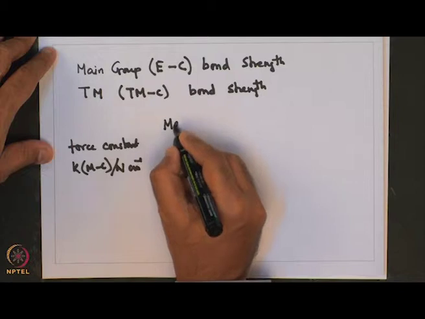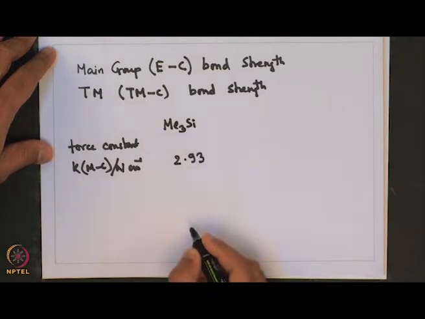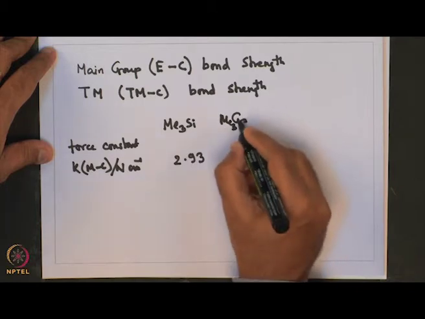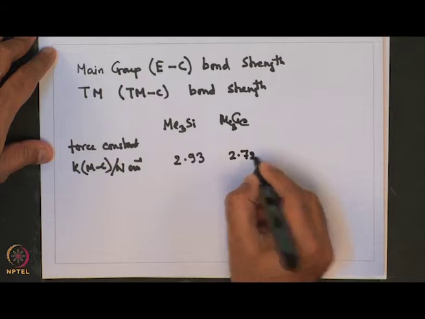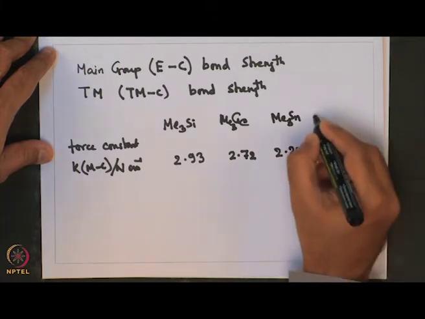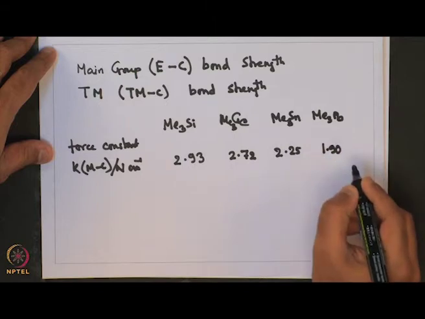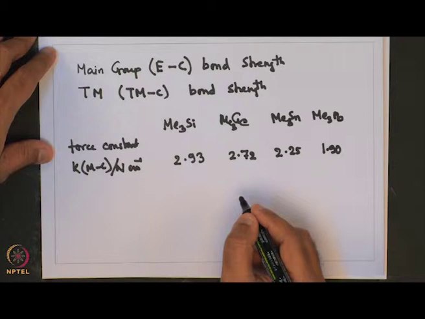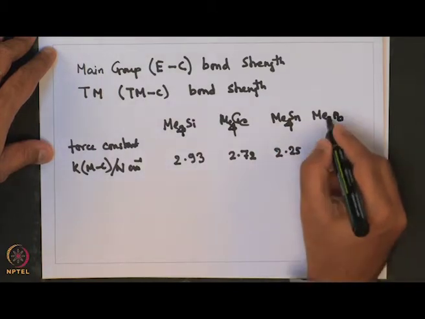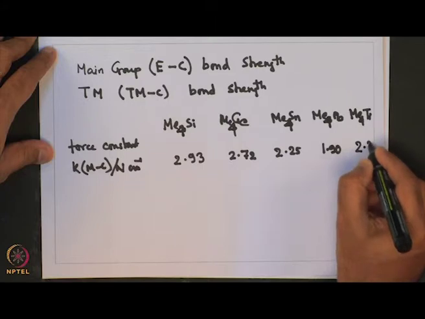For example, for tetramethyl silicon, which is a main group element, the force constant is 2.93. Tetramethyl germanium, it is 2.72. Tetramethyl tin, 2.25. Tetramethyl lead, 1.90. And tetramethyl titanium, it is 2.28.